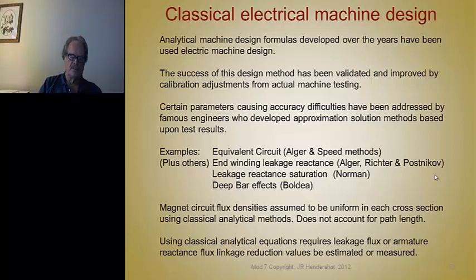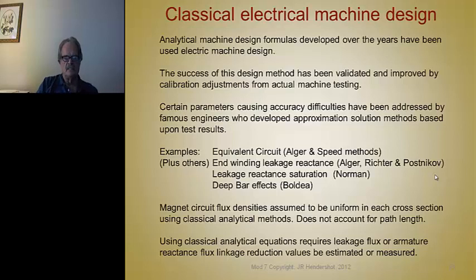One of the problems with the analytical machine design calculation methods is that, as I mentioned in an earlier slide, magnetic flux densities are assumed to be uniform through each of the circuit cross sections, such as the teeth and the yokes. When you use classical methods, if you have a tapered tooth, you can divide the tooth up into a couple of regions and calculate the flux density in each of the regions to improve it a little bit.